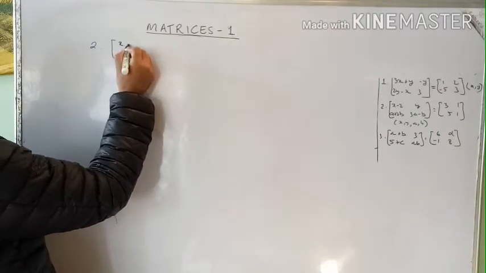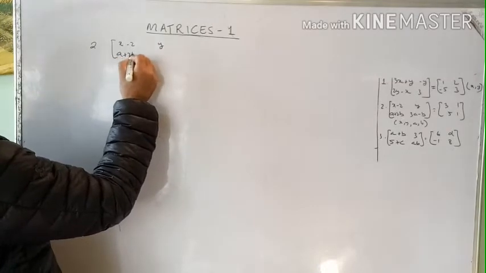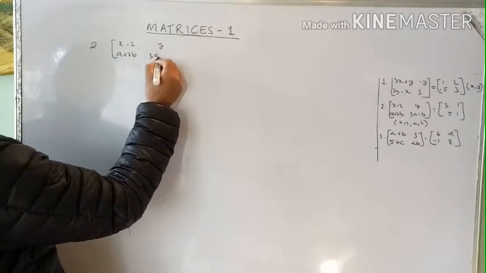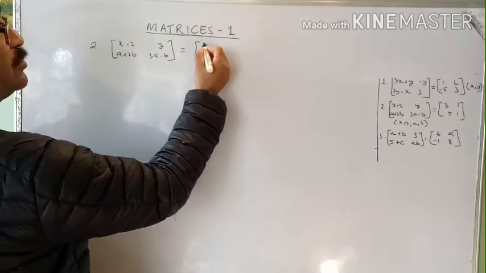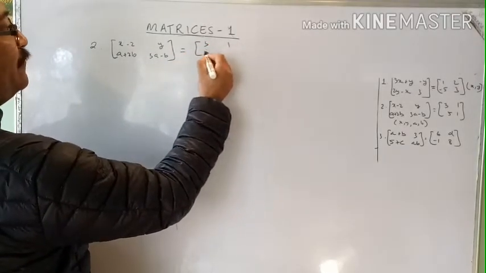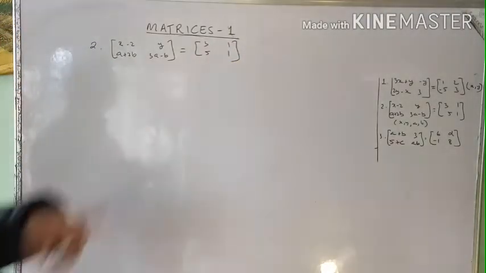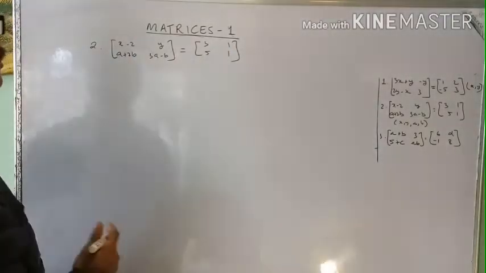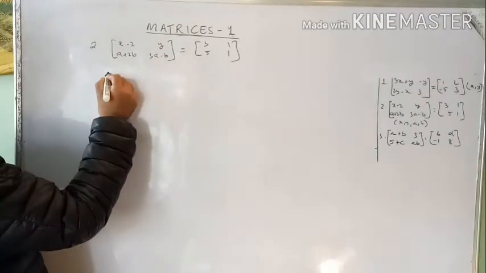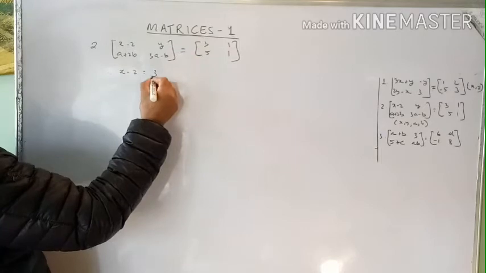So x minus 2, y, a plus 2b, and 3a minus b. This is the first matrix, which is equal to another matrix 3, 1, 5, 1. So you are already given that these two matrices are equal. That means their corresponding elements must be equal as before. So we make the equations now. Therefore x minus 2 should be equal to 3.